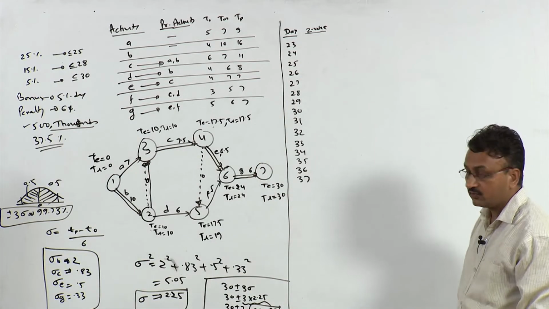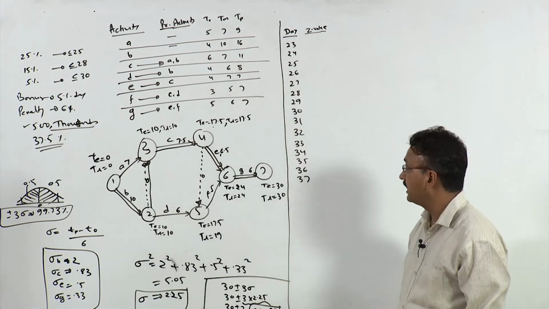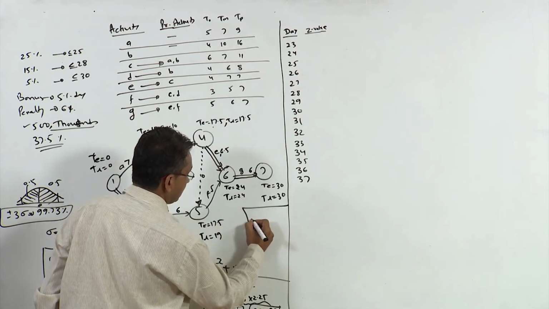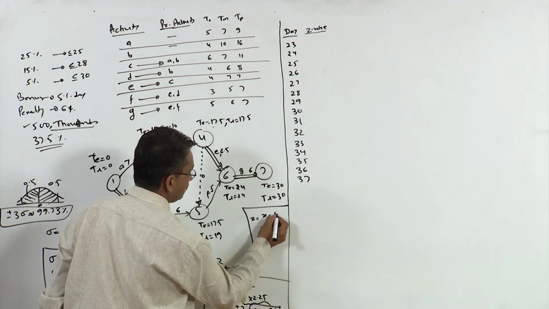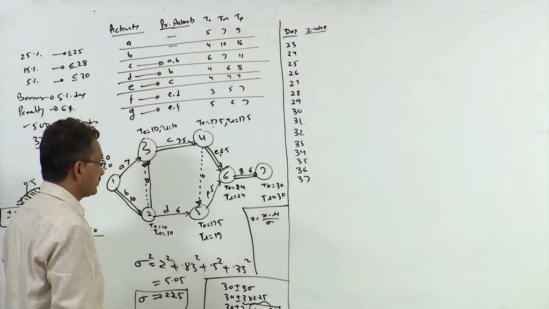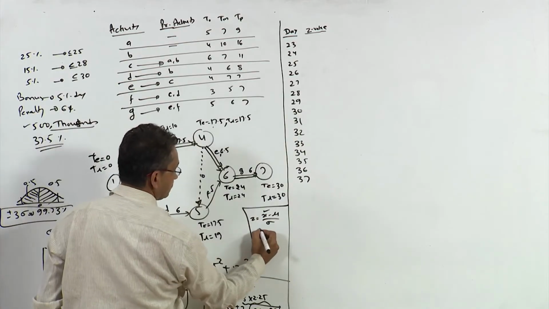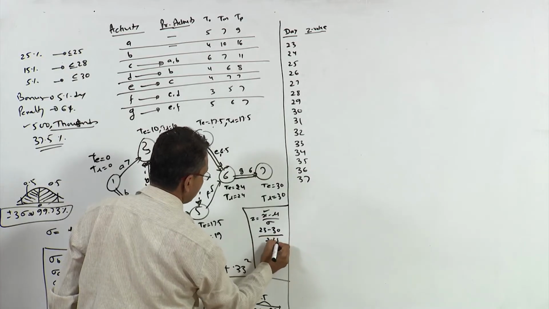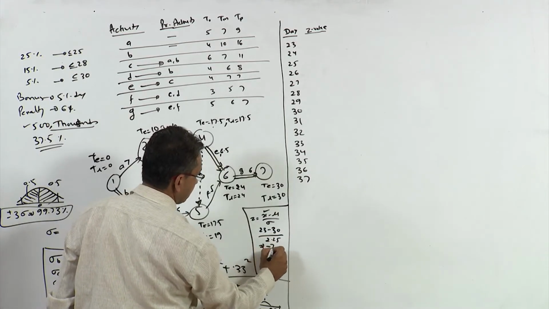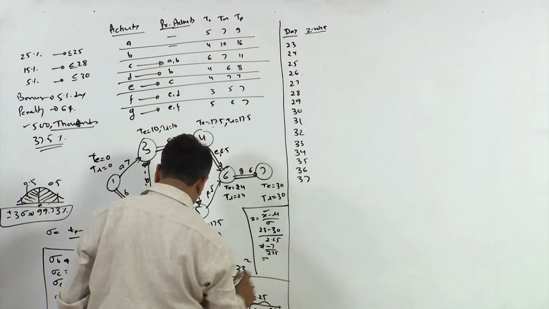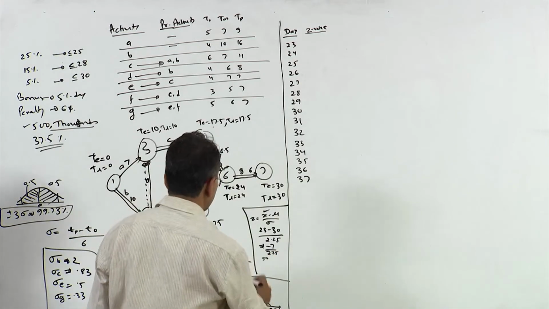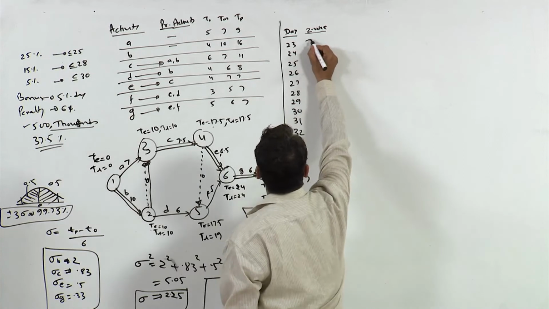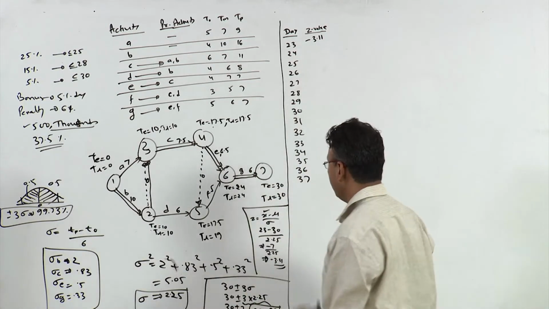How to calculate the Z value for the 23rd day? I have already told you. Let me write this formula once again. What is the Z value? It is x minus mu divided by the standard deviation, right. So, the x value is 23. So, 23 minus mu, which is 30, divided by 2.25. So, this is minus 7 divided by 2.25. So, this comes out to be minus 3.11, right. So, this is minus 3.11, right.